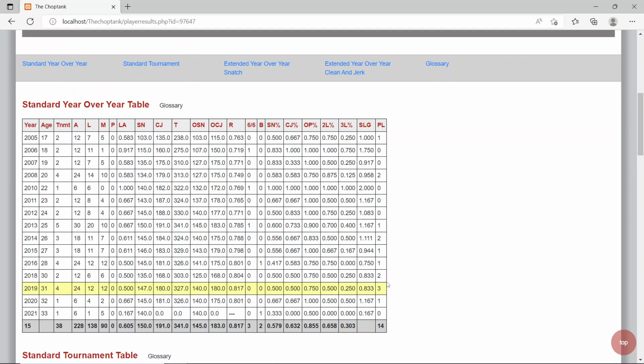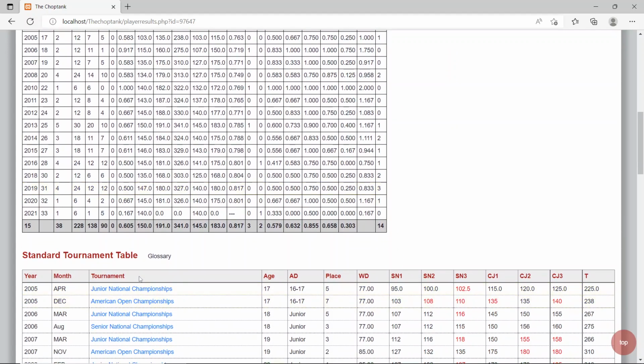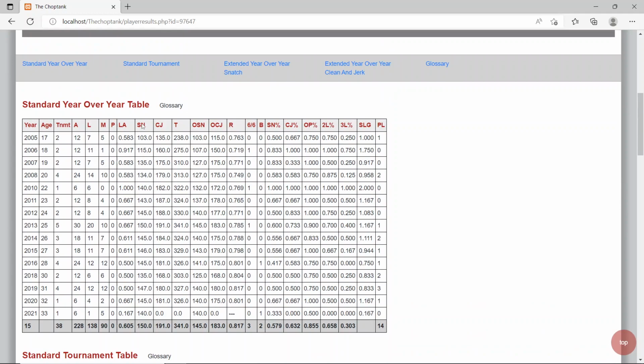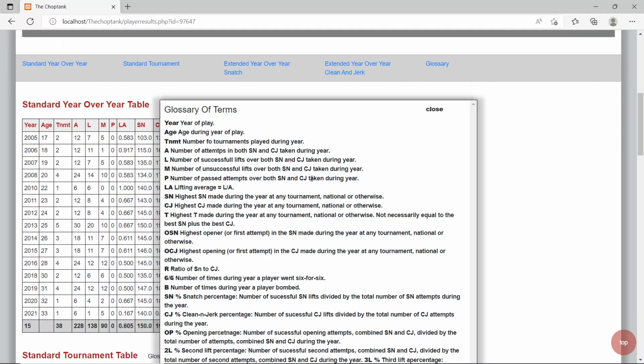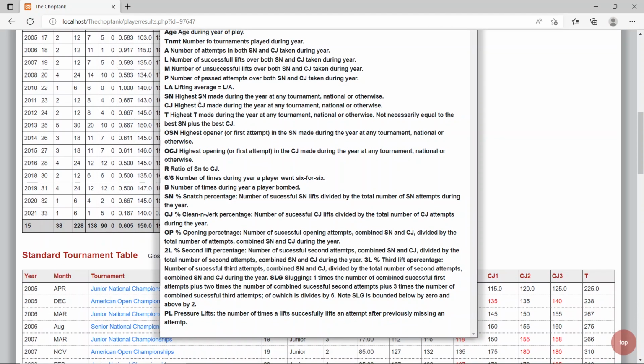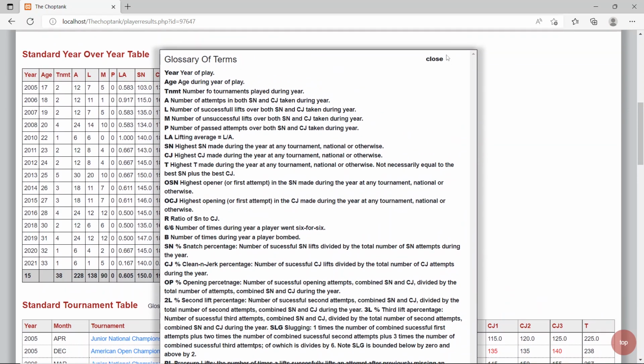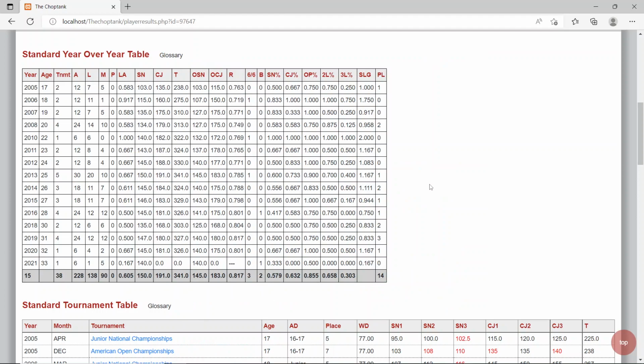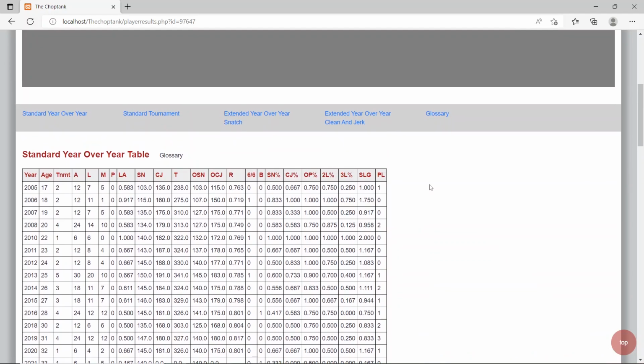To help you better understand the descriptors that are used for the table headings, and to understand the statistics and how we're creating them, we have a little glossary feature that you can click right here, which tells you what the abbreviation stands for in all of the headings. This is a really good tool for lifters, for coaches, and even for administrators and fans of the sport of Olympic weightlifting.